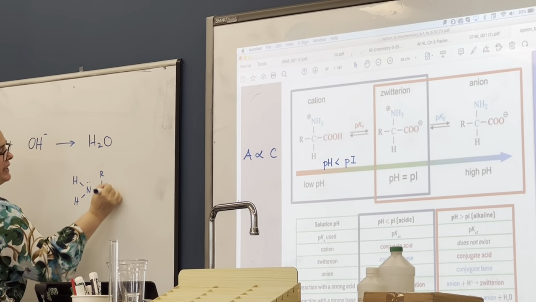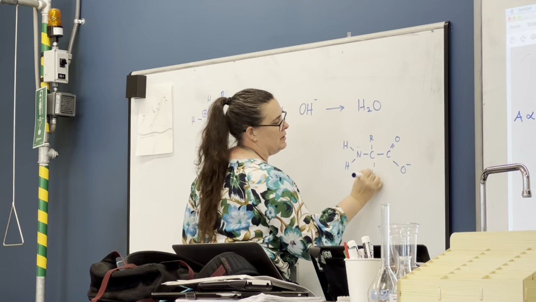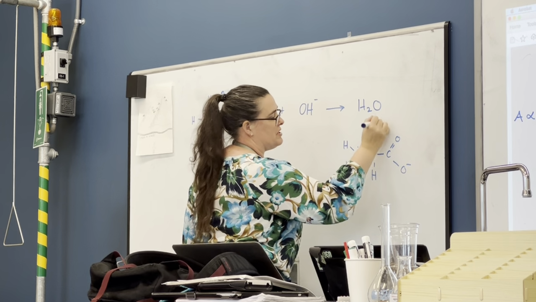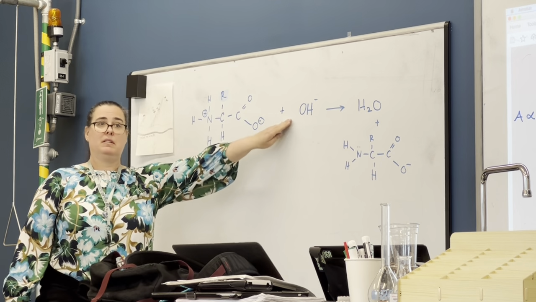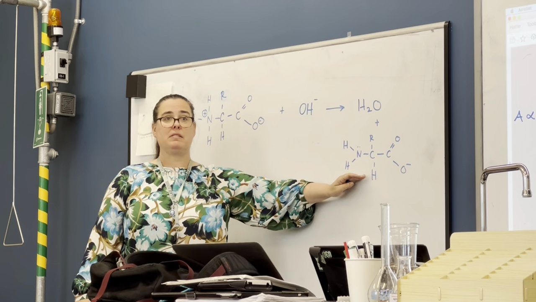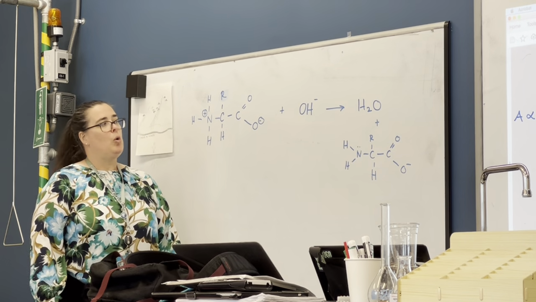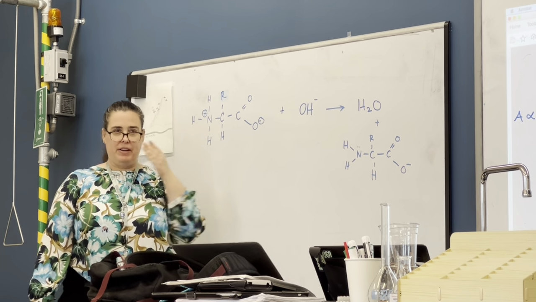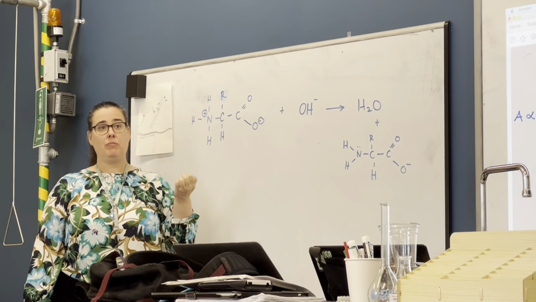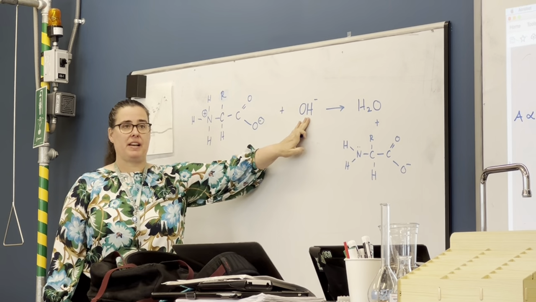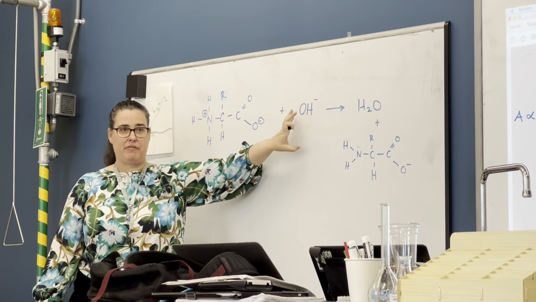And so effectively, we've taken a strong base, and we've converted it into a weak base. Would that work if I added a whole lot of hydroxide? No, because if I added a whole lot of hydroxide, after I've converted all of this into its conjugate base, I'm still going to have hydroxide floating around.